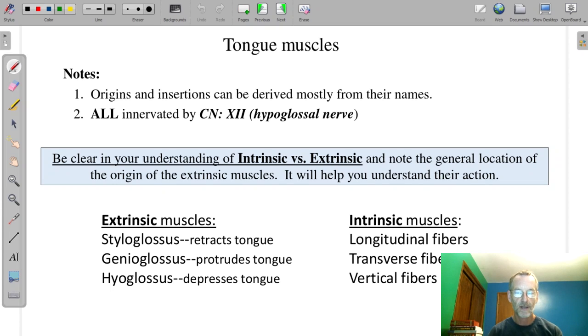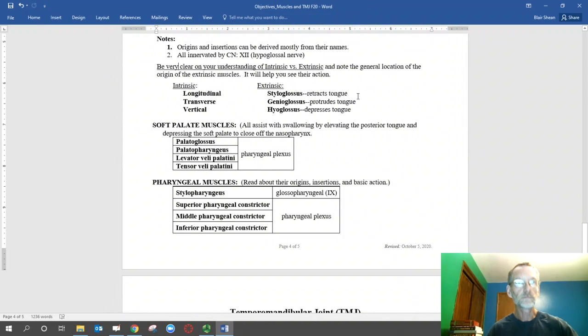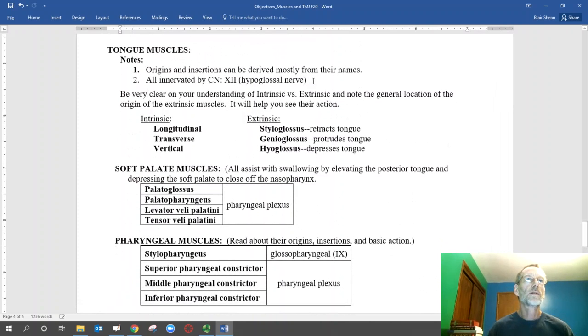Hi again. In this lecture, we'll talk about tongue muscles, soft palate muscles, and pharyngeal muscles. Let me bring up the course objectives that we've been looking at. So, there are the tongue muscles we'll talk about, and then we'll go to the soft palate, and then we'll do the pharyngeal muscles. So some notes, pay attention to these when we're talking about the tongue muscles.